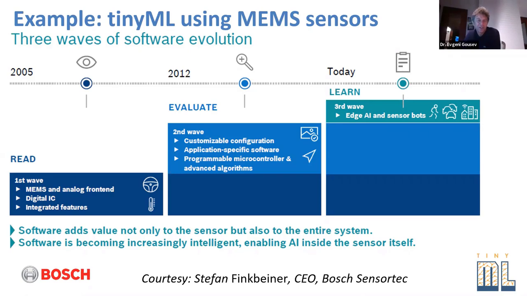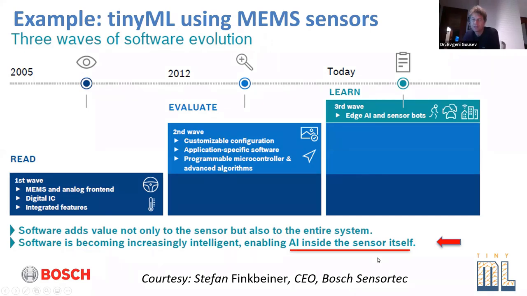The vision there is that all these MEMS and sensor companies started with software that had just very basic functionality, just to be able to talk to the sensor. Then in the second generation, they talked about doing some application-specific software to make it more functional. But what they see coming now is edge AI and the sensor. And what Stefan specifically highlighted in his presentation is that the software is becoming increasingly intelligent, enabling AI inside the sensor itself.